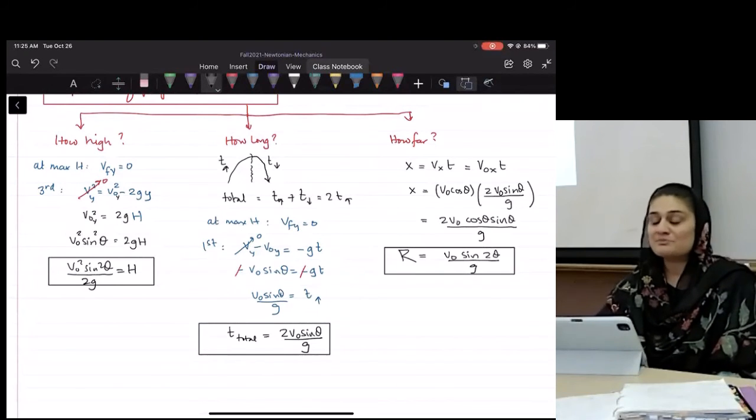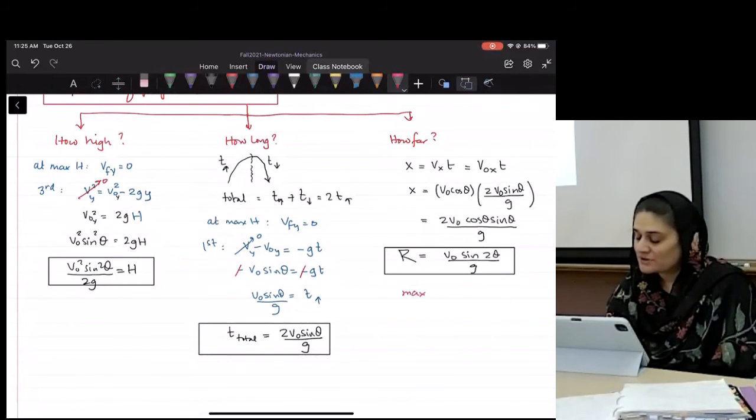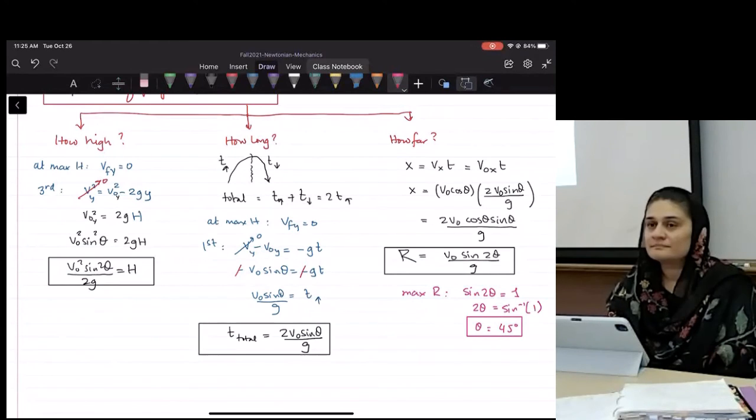So when is range maximum? They might ask you max range, when sine of 2 theta is 1, which means 2 theta is sine inverse of 1, which is pi by 2, or 90, so theta is 45 degrees.